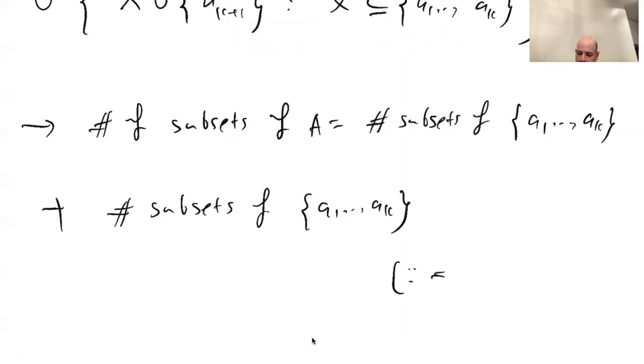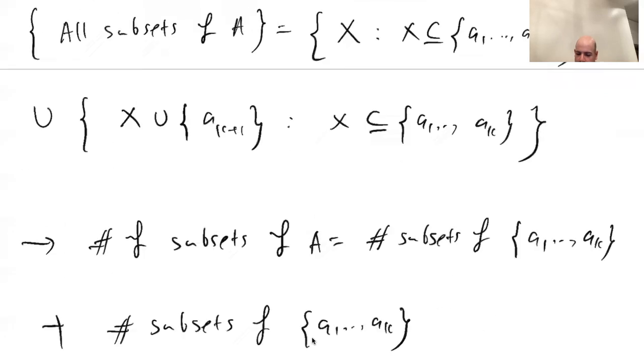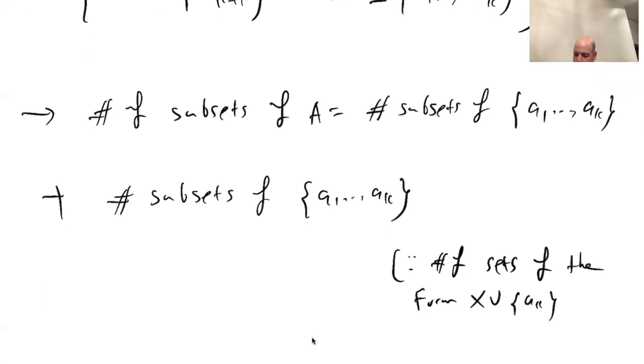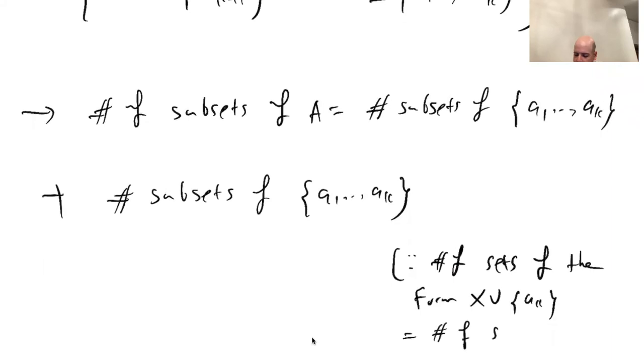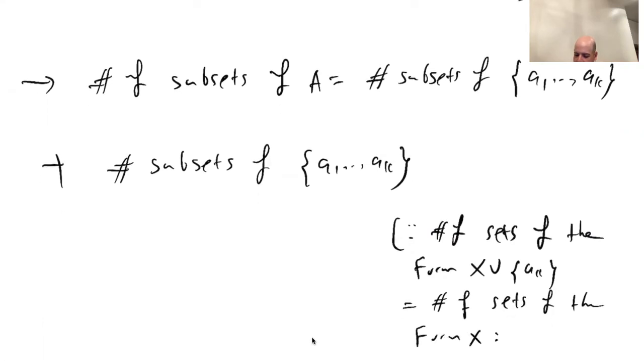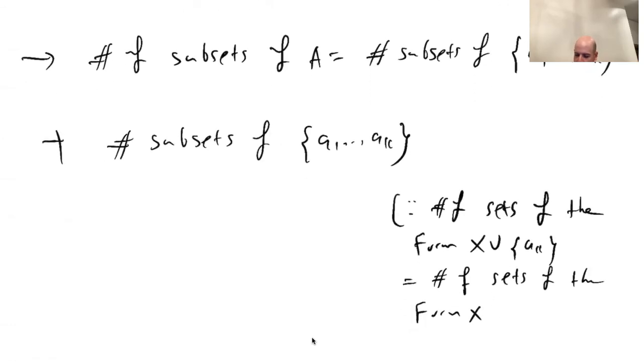I also mentioned here that the number of sets of the form X union A(k+1) is the same as the number of sets of the form X, because A(k+1) is fixed.